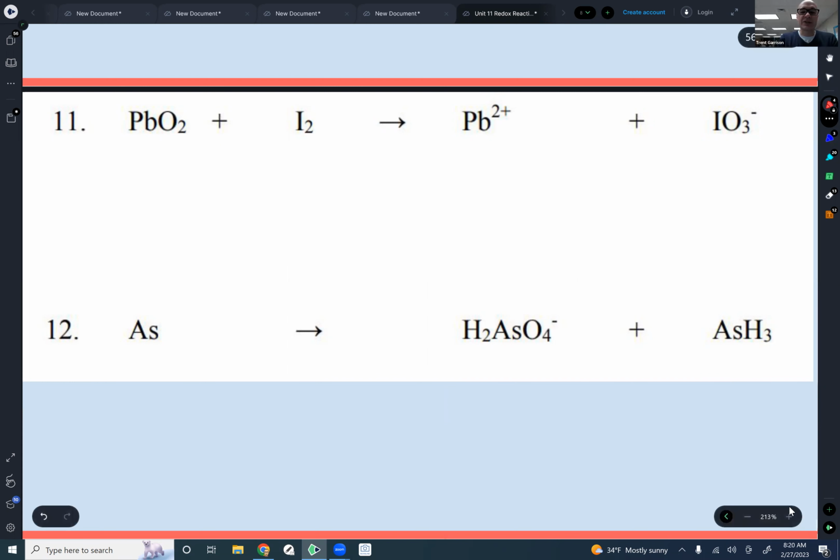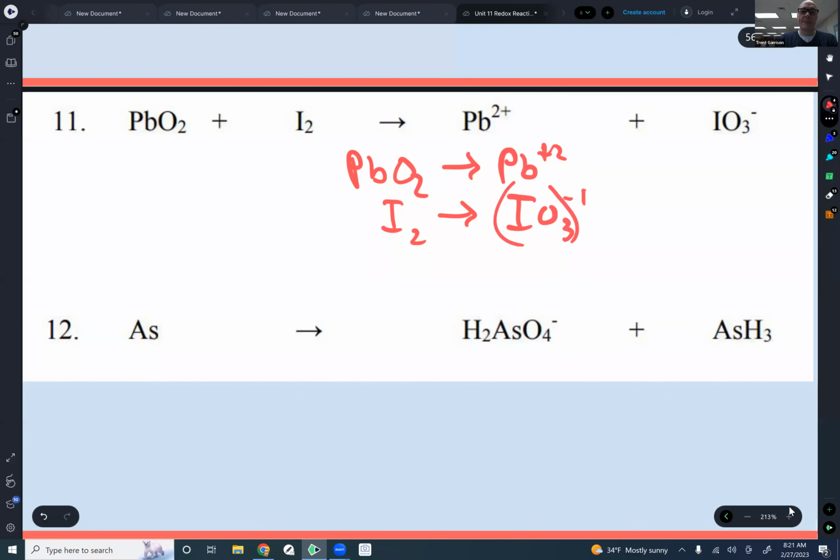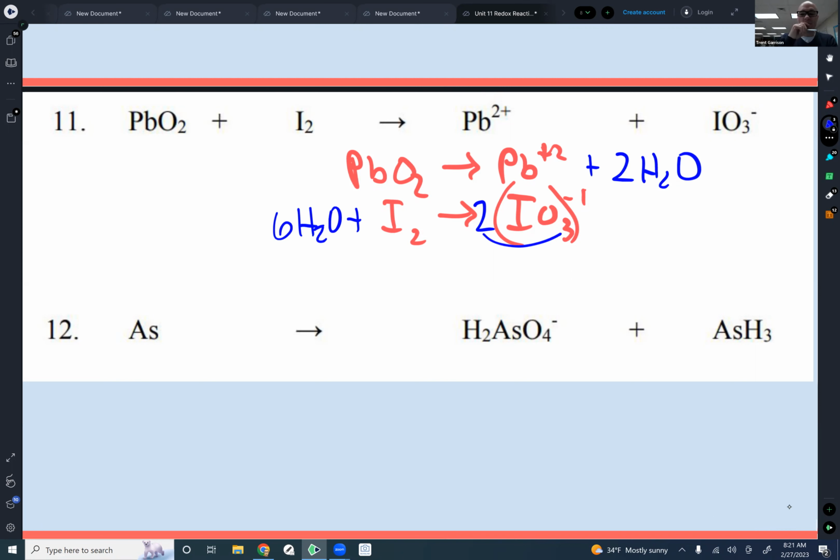Split these into half reactions. PbO2 producing Pb plus 2. My other half reaction, I2 produces IO3 minus 1. Okay, my lead's balanced. My iodine's not balanced, so I got to put a 2 right there. My oxygen's not balanced, so I will put 2 waters. Down below, I will put 6 waters, and you're saying why 6? Because it's 2 times 3.